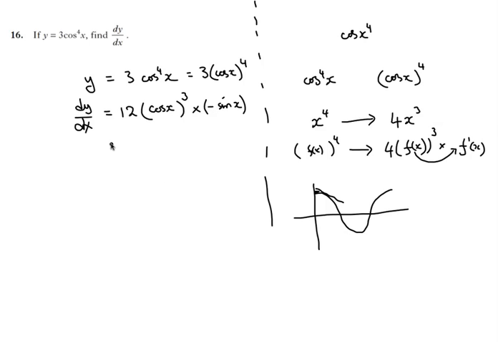So here we go, the whole thing's going to be negative, that's positive, positive times negative, negative 12, cos x raised to the power 3 is normally written as cos cubed x, and times sine x. So there we are, negative 12 cos cubed x sine x. And let's now see what the choices are, so we can choose the correct one. There it is, negative 12 cos cubed x sine x, which is choice C.